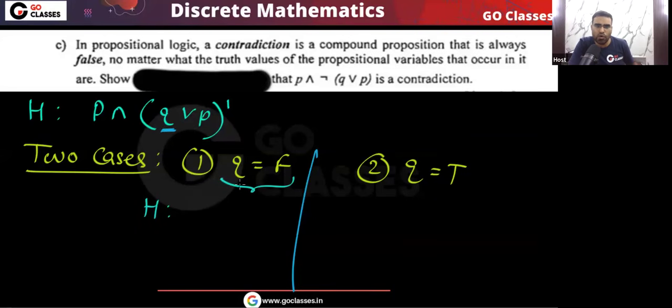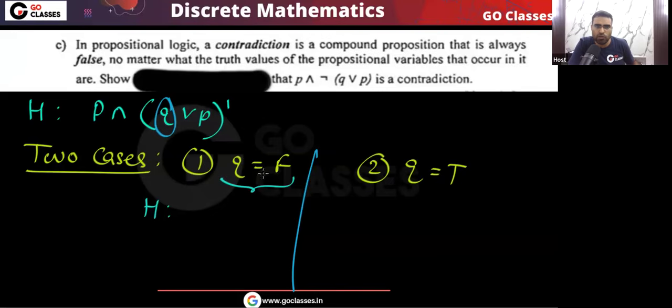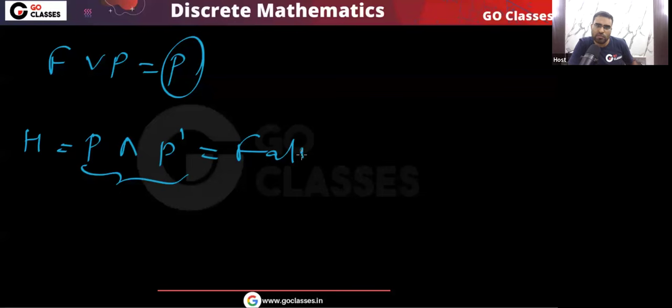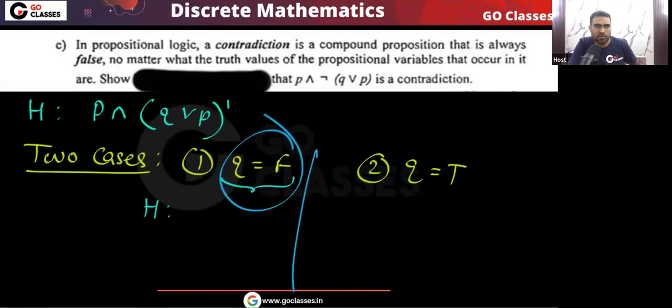You can see if I take q false, false or p, what will that be? False or p, because I am taking q equal to false. False or p will be the same as p. Yes or no? So finally what I got is p and p bar. I got h equal to p and p bar. P and p bar is always false. So can you notice that in this case when q is false, h is false.